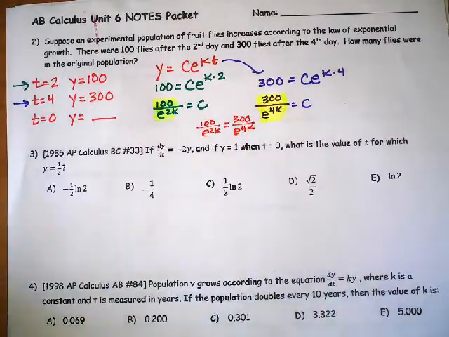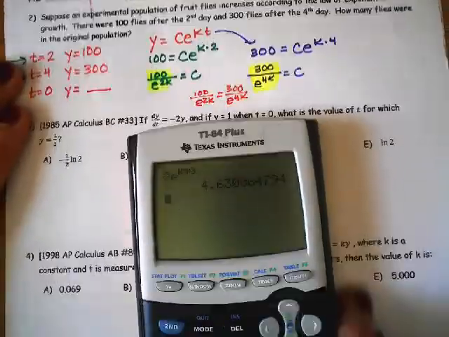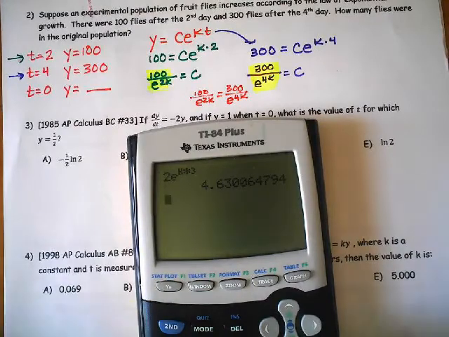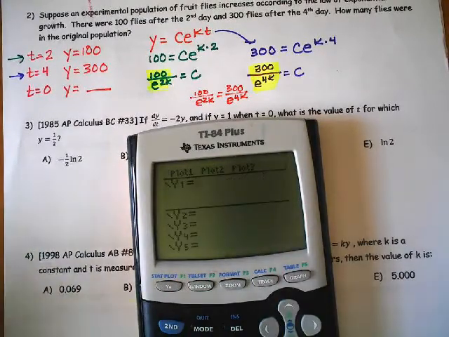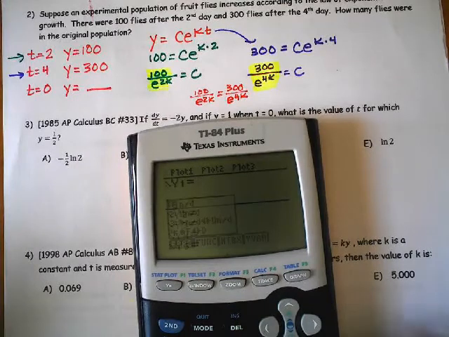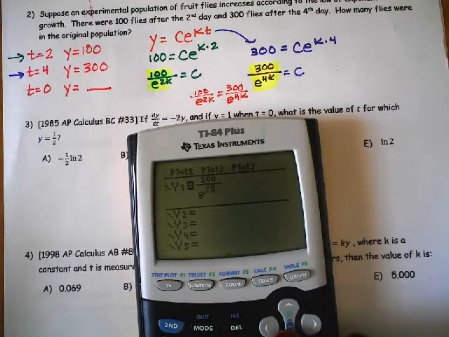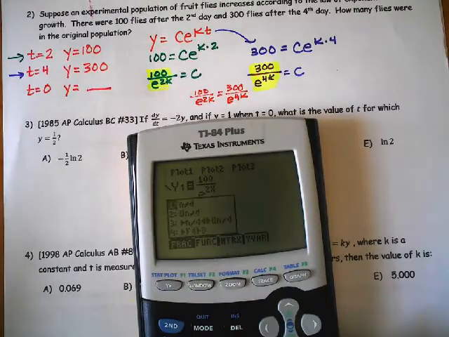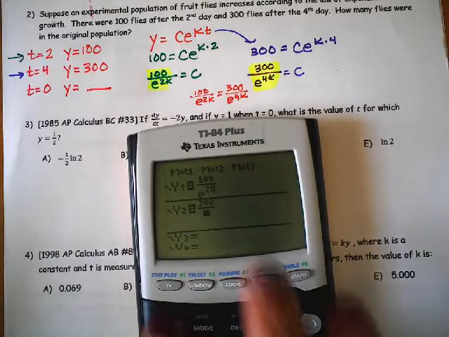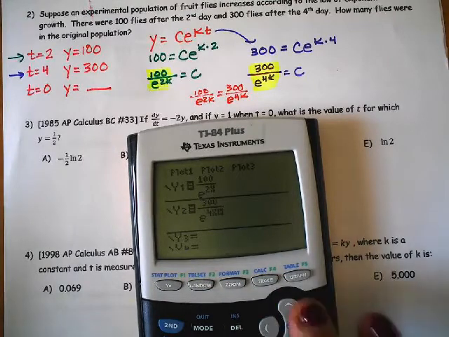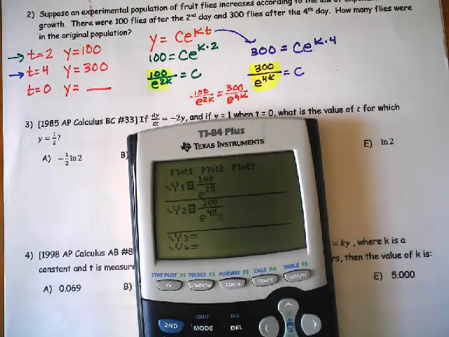That should be a true statement right there. So I'm going to go into my calculator, and to solve that, I'm going to go to y equals, and I'm going to graph both of these and just kind of see where they're equal. So 100 divided by e to the 2k, or 2x, and then in y2, I'm going to put in 300 divided by e to the 4x, or 4k. Then I'm going to hit graph.